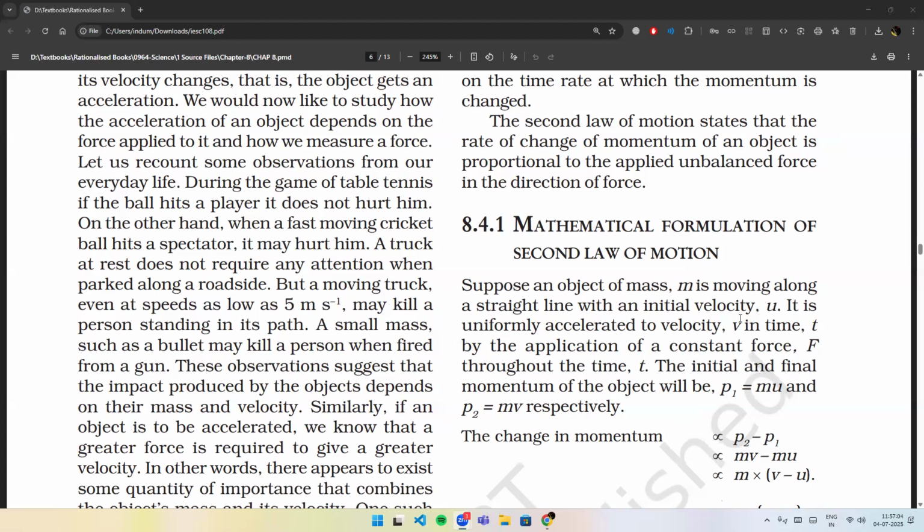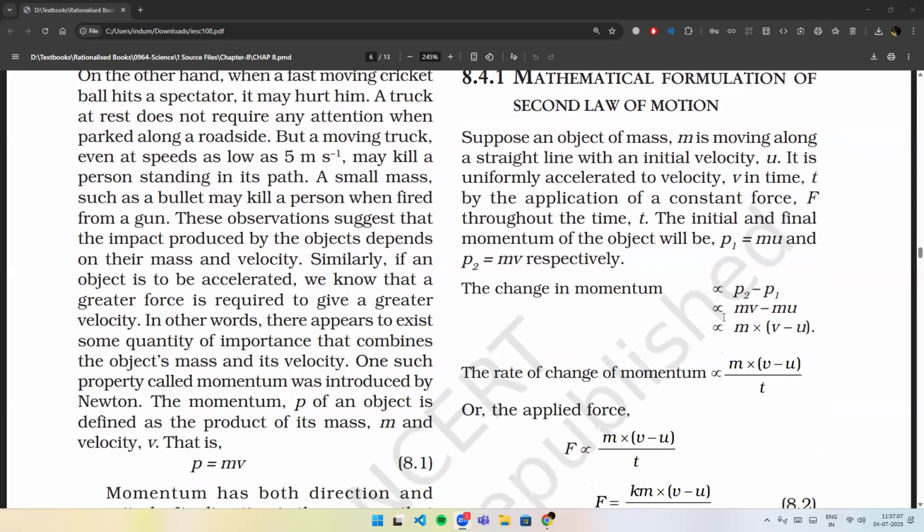Suppose an object of mass m is moving along a straight line with an initial velocity u. It is uniformly accelerated to velocity v in time t by the application of a constant force F throughout the time t. The initial and final momentum of the object will be P1 is equal to mu and P2 is equal to mv respectively. So the change in momentum will be P2 minus P1, which is mv minus mu, and m after taking common will come out of the bracket, leaving v minus u. The rate of change of momentum is m into v minus u over t.